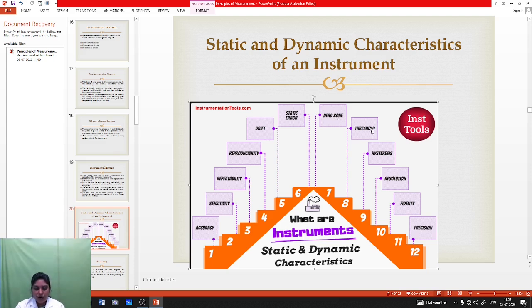So next is threshold. The threshold is the maximum allowable error in the measurement, specified in terms of some value, which is called the threshold.